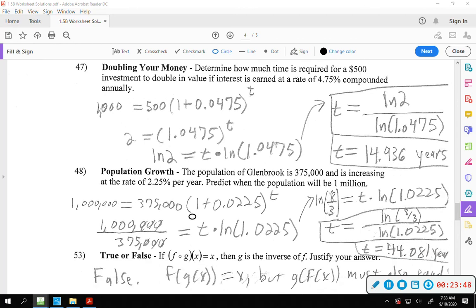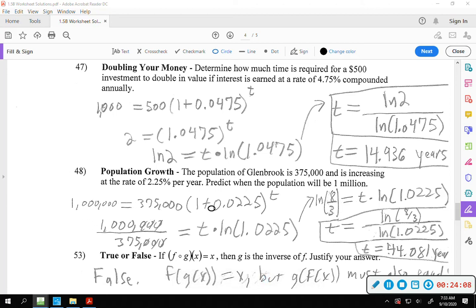Problem number 48, population growth. Glenbrook, probably Illinois, I don't know, 375,000 is increasing at the rate of 2.25% per year. Predict when the population will be 1 million. It's the same problem. Here's 375,000. We want to go up to 1 million.